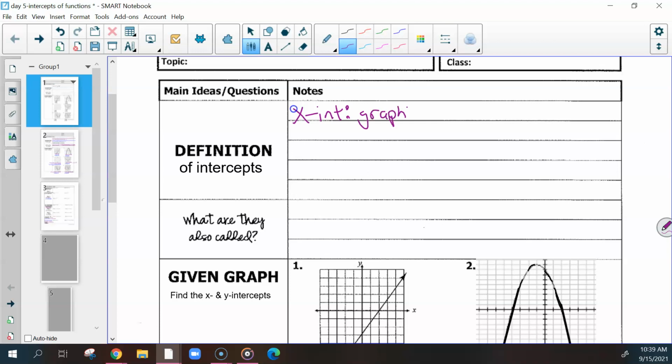This is a big one, guys. This is all year long on this stuff. X and y-intercept. All year long. Get it in now.